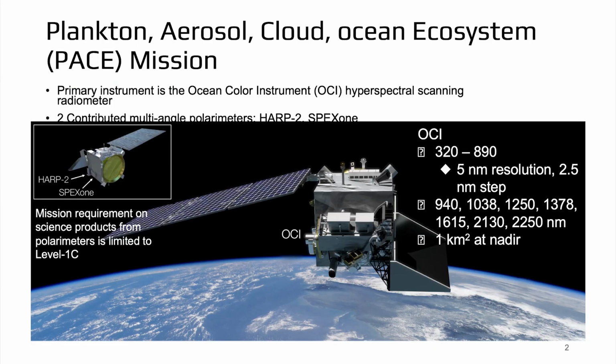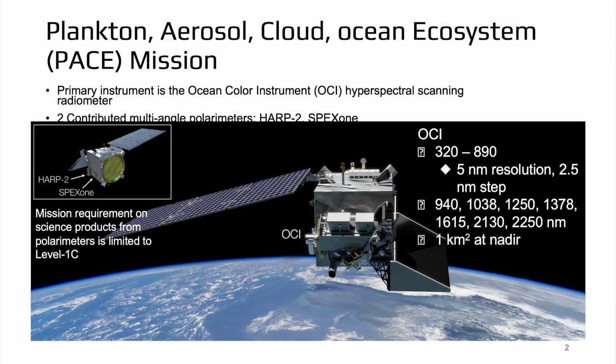I think you have seen this probably several times already, but I just wanted to reiterate that PACE has three instruments. The Ocean Color instrument spans the wavelengths from the UV to the infrared, and it's hyperspectral. It goes from about 315 to 895 nanometers, and it samples every 2.5 nanometers, except in the fluorescence, where it samples every 1.25 nanometers.